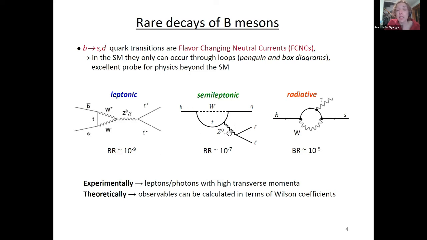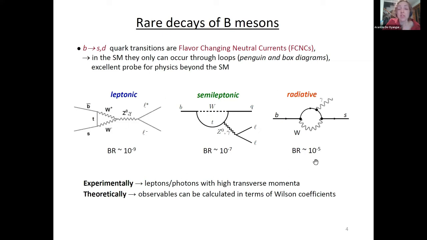You can have semi-leptonic decays. In this case, it is semi-leptonic, but not at tree level, so you have to distinguish there. This is a rare semi-leptonic decay, so a flavor changing neutral current, and so then you have S or D here. And then you have 2 leptons and a quark, S or D, that is going to hadronize into another particle. So the difference is that in the leptonic case you have 2 leptons, while in this case you will have 2 leptons plus a hadron. And the other possibility is a radiative event, where you have a B quark transforming into an S quark or a D quark, and then you have an emission of a real photon.